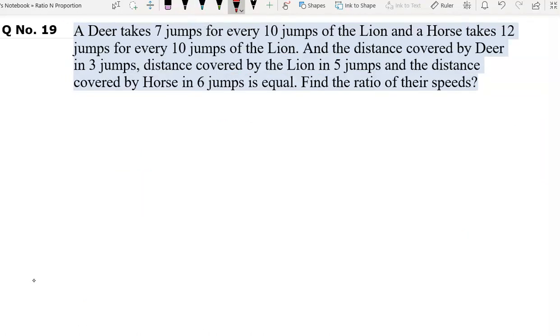Question number 19. A deer takes 7 jumps for every 10 jumps of the lion, and a horse takes 12 jumps for every 10 jumps of the lion. And the distance covered by the deer in 3 jumps, distance covered by the lion in 5 jumps, and the distance covered by horse in 6 jumps is equal. Find the ratio of their speeds. So in this question, we have deer, we have lion, and we have horse. And it says deer takes 7 jumps for every 10 jumps of lion.